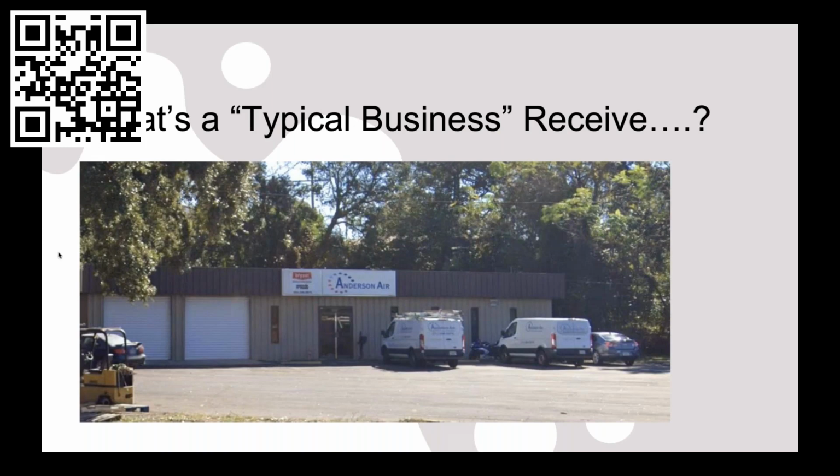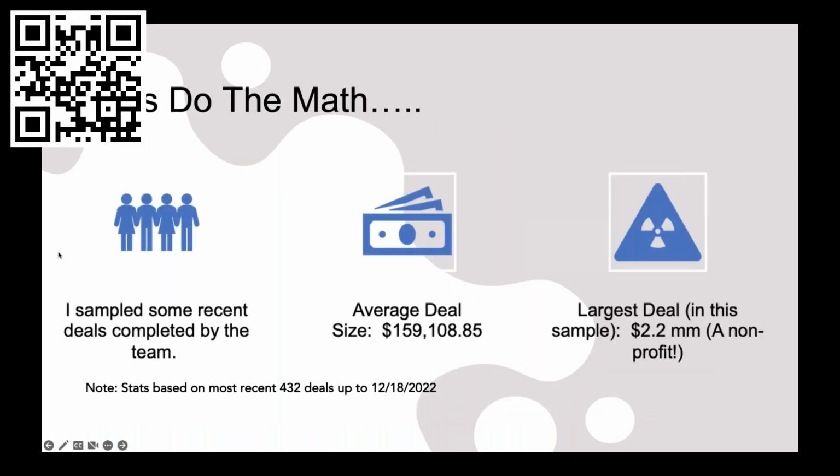Now, I went a little deeper. I did this the first couple of weeks of December, and I said, let me sample some deals. The average deal in my 432 deal sample, somebody just asked, how many deals have you done? Over 27,000 right now. So when I did this math in December, $159,108.85. That was the average deal.